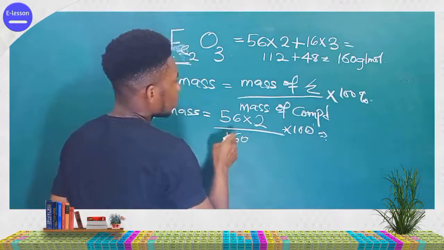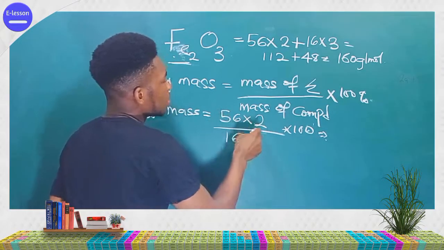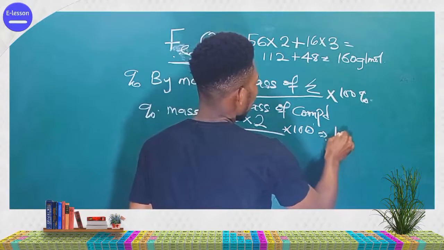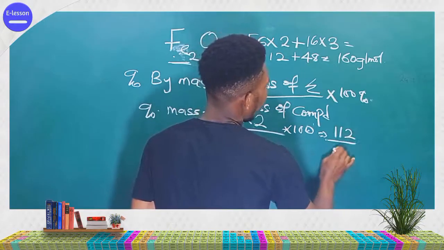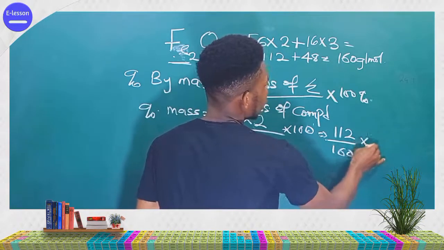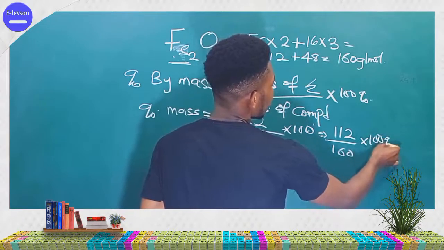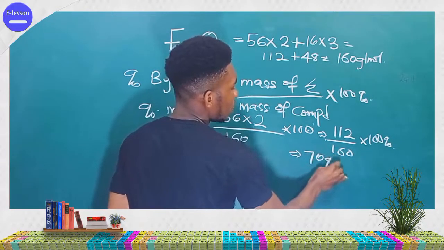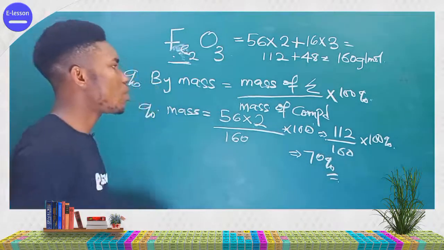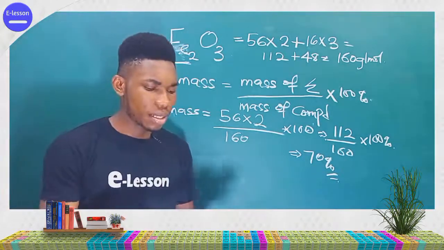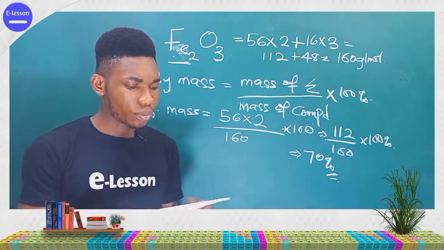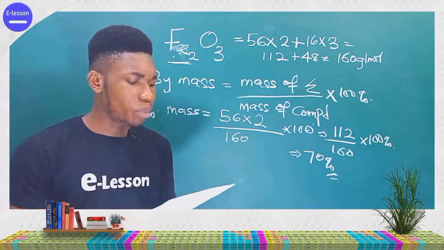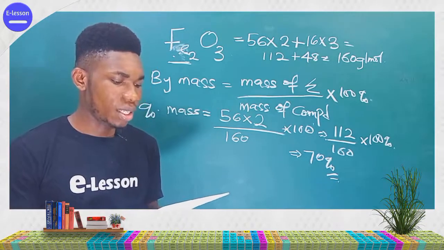What are you going to do now? 56 times 2 will give us 112 over 160 times 100%. And when you calculate this, it will give us 70%. So the correct answer to this question is 70%, which is option B. Option B is the correct answer to this question.